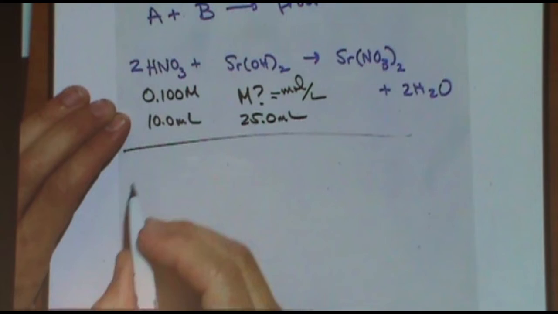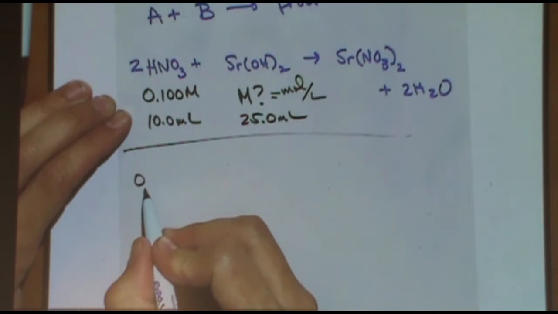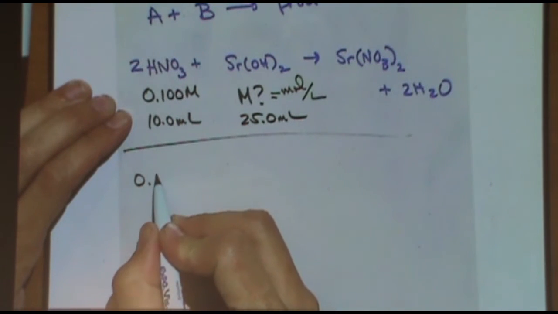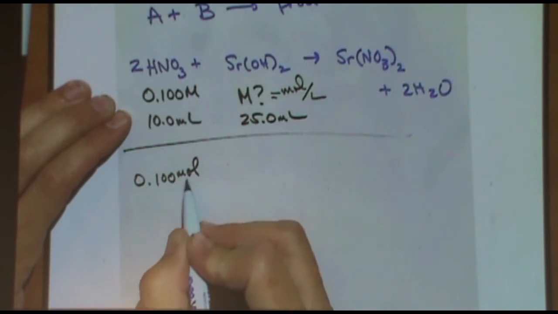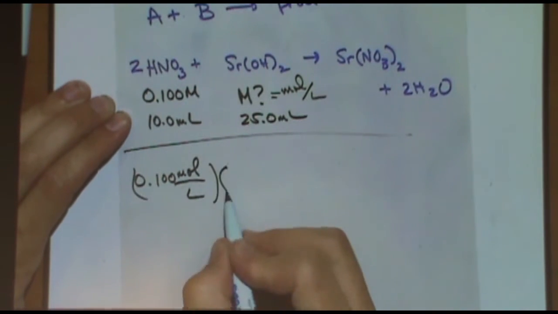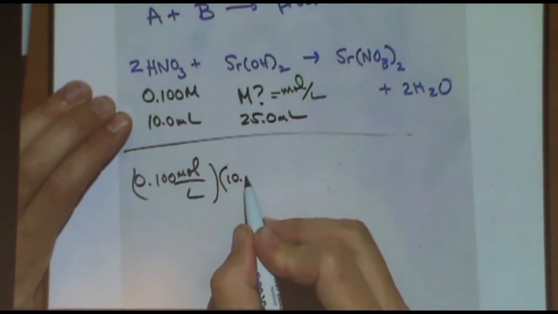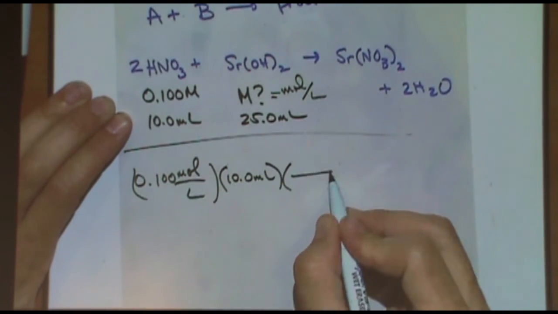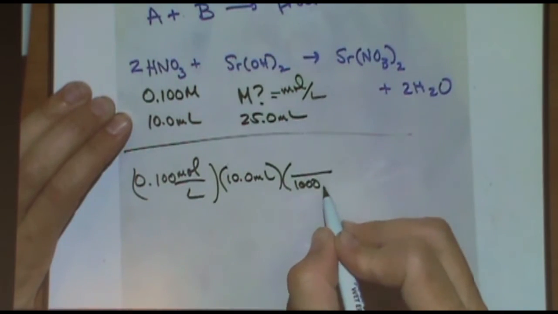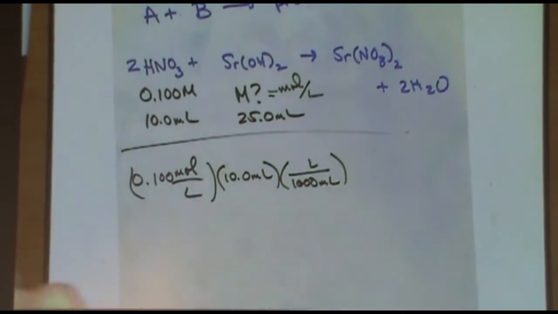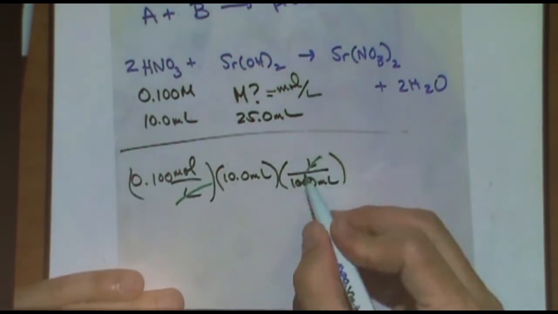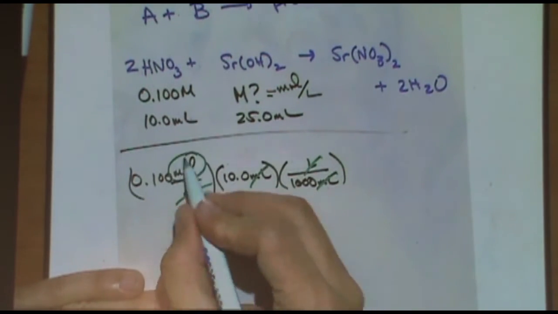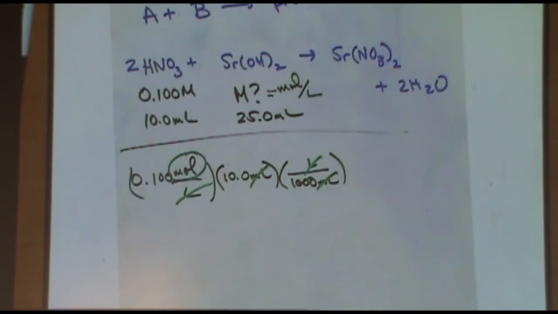So I'm going to start with what's known. That's the nitric acid. I'm going to say, well, it's 0.100 moles per liter. That's of the nitric acid. I'm going to get rid of the liter by multiplying by the volume, but I will need to do a little conversion here because there's 1,000 milliliters per liter. So you notice the liters and milliliters cancel out. Now I have moles of the nitric acid.